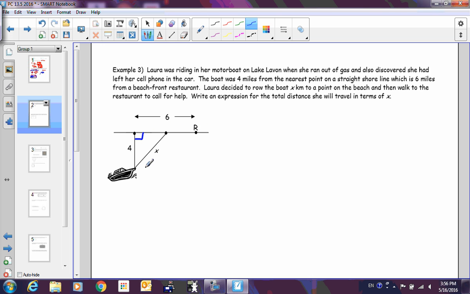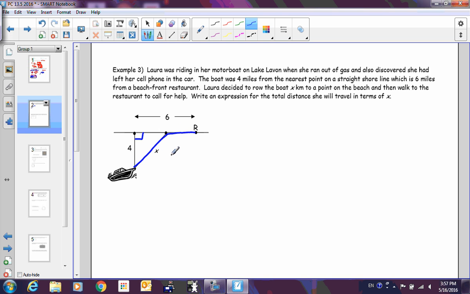Well, let's go ahead and put in a right angle here. It says Laura decided to row the boat X kilometers to the point on the beach and then walk to the restaurant. So why would she take this path? Well, it may be that if she just went the nearest way, it would take too long. Or if she rowed the whole way there, it also might take too long because it may take her longer to row than it would to walk. So there's a sweet spot in the middle. That's where we eventually go with this. That's why the picture's set up this way.